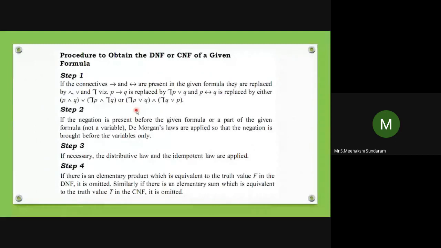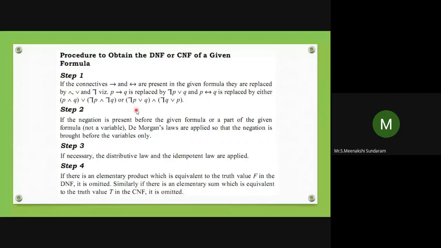What is the procedure to obtain the DNF or CNF of a given formula? What is the first step? If the connectives conditional and biconditional are present in the given formula, try to replace them. We already studied that conjunction, disjunction and negation are a functionally complete set of connectives. That's why conditional and biconditional can be expressed in terms of conjunction, disjunction and negation. That's why it is possible. For example, if P conditional Q is there, you can write negation P, disjunction Q.